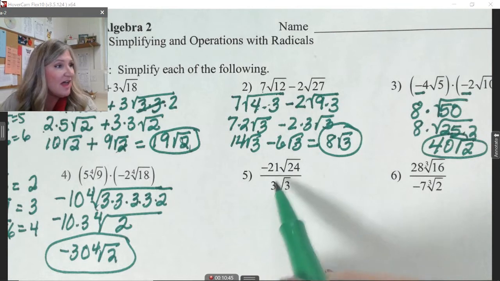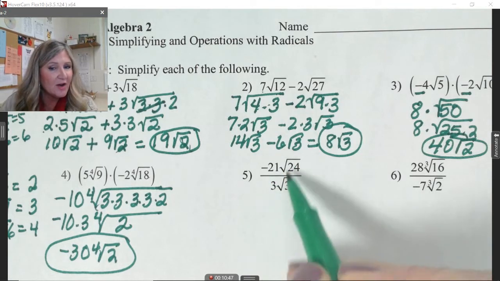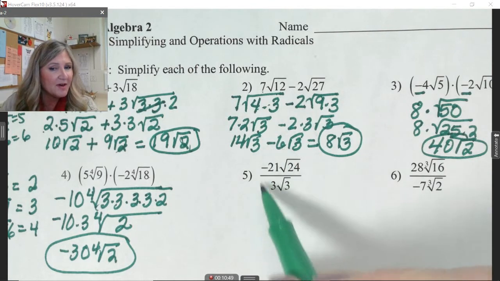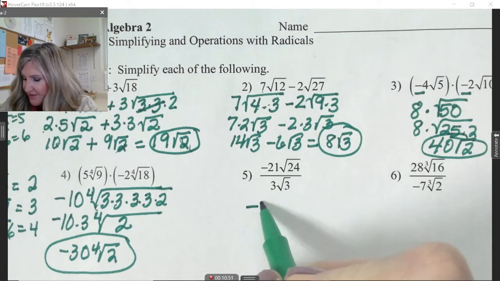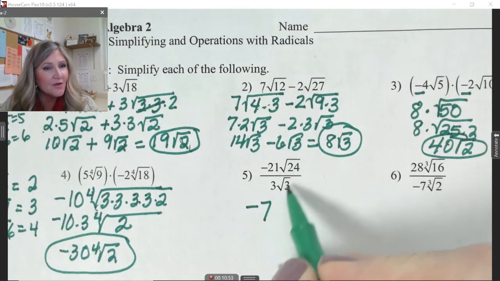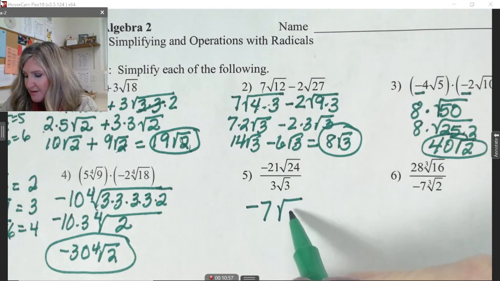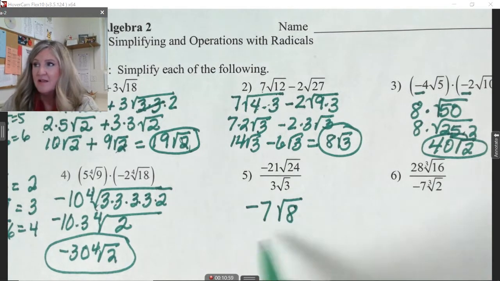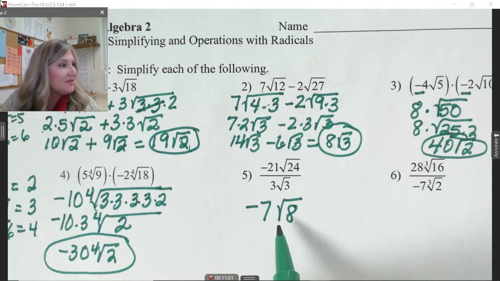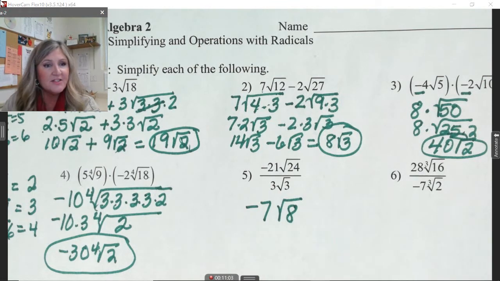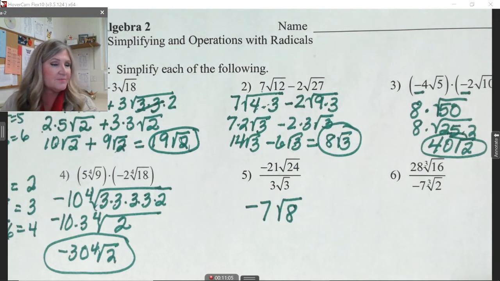Divide the parts that are alike, right? We divide this part. What do we get if we divide that part? Negative 7. These are both radicals, so we're going to divide those two. What do we get? Radical what? Radical 8. Is this completely simplified? Go ahead and do it and tell me what you get.